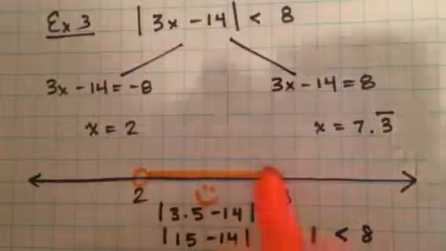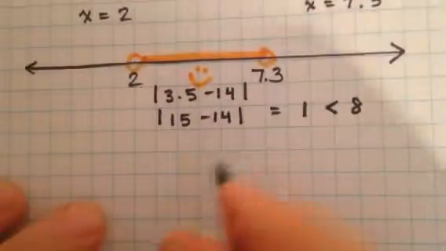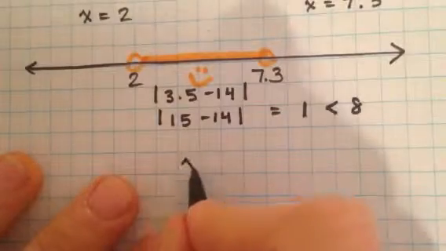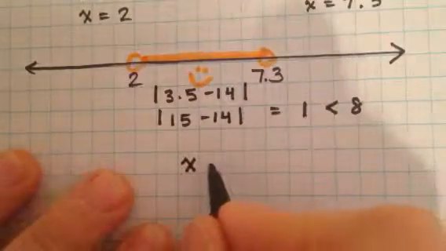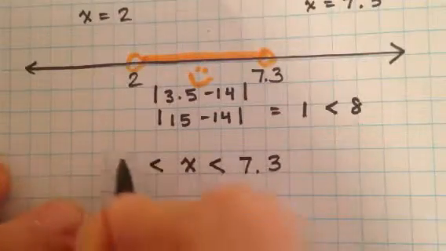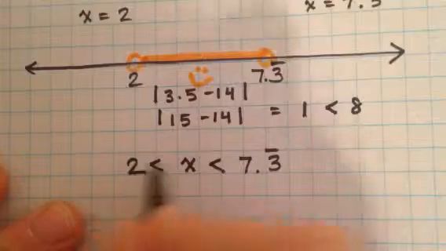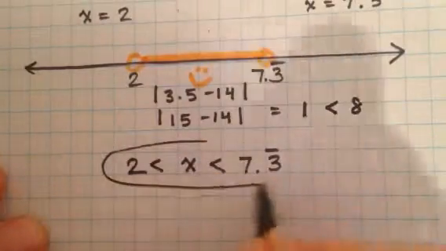This one's going to be an intersection. You don't want to leave it right there. You want to make sure that you remember your final step, which is to state this intersection, which will be x is less than 7.3, repeating, but it is bigger than 2. There's your answer.